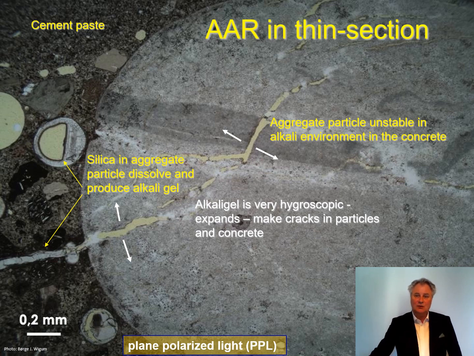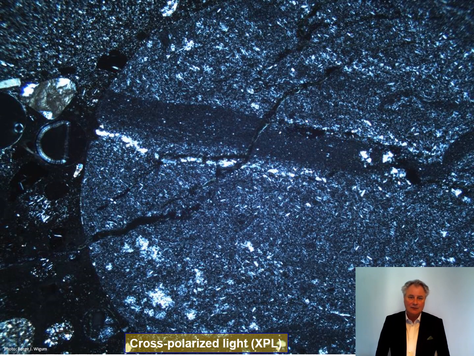If you change your filter in your microscope, here you have the crossed polarized light. There you can see that your aggregate particle in this case contains some very fine grained quartz minerals. This is a rhyolite. It's a reactive rock type, and its reactivity is due to the very fine grained quartz minerals. We could also put another filter into the microscope.